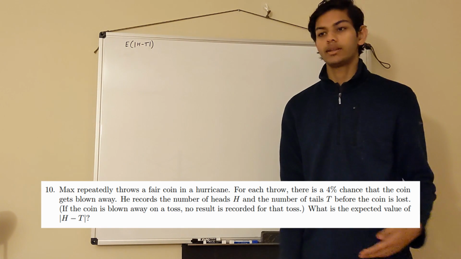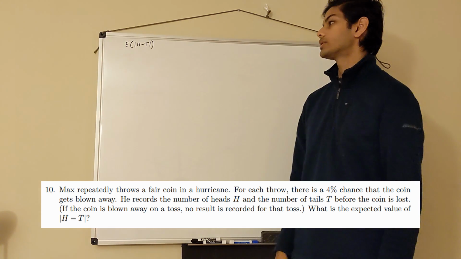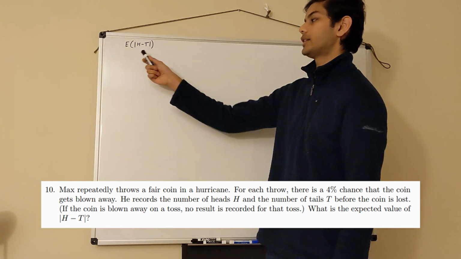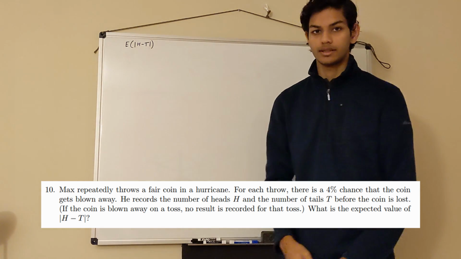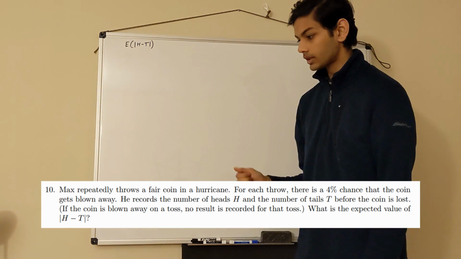Now once a coin gets blown away, he obviously can't flip it anymore. And so the question asks: once it gets blown away, what's the expected value of the difference in the amount of heads and tails? So we're looking for the expected value of the absolute value of H minus T, where H counts the number of heads and T counts the number of tails that he writes down.